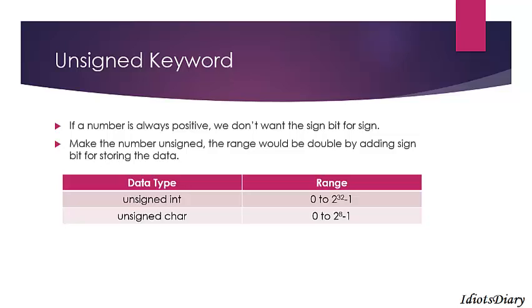So the range of the unsigned integer is 0 to 2 to the power 32 minus 1. In a similar manner, the range of the unsigned character is 0 to 2 to the power 8 minus 1.